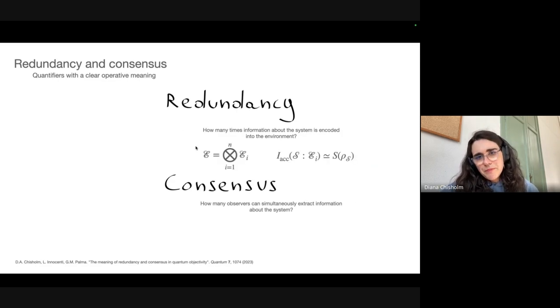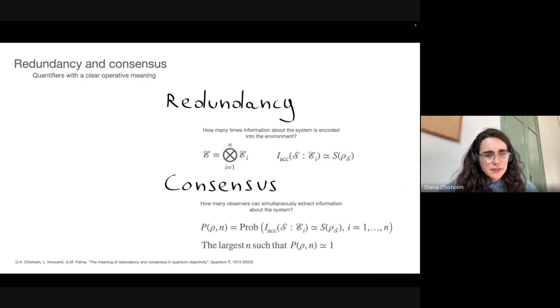Okay. Now, the way they are defined in an operative manner. So redundancy, the idea is if you can create a partition of the environment, so you partition the environment into n sub-environments, such that the accessible information between the system and each sub-environment is the entropy of the system. If you have created your partition in such a way that n is the largest number that allows you to do so, then n is also exactly the redundancy of your system. Okay, so it's precisely the highest number of fractions into which you can partition your environment, ensuring that each fraction is fully correlated with the system.